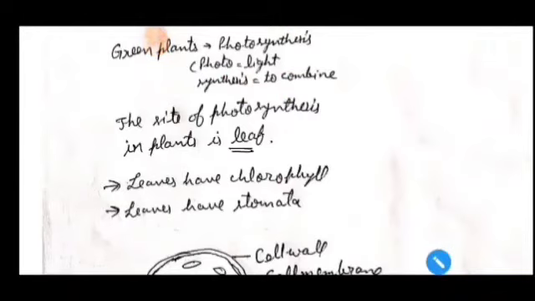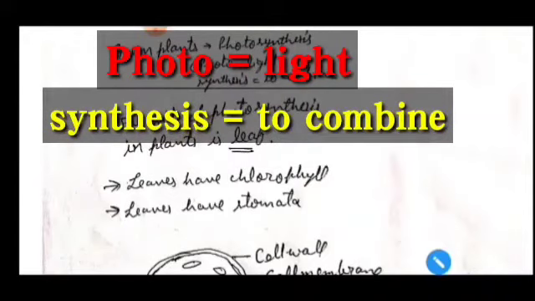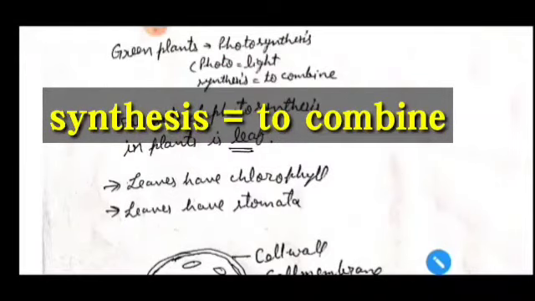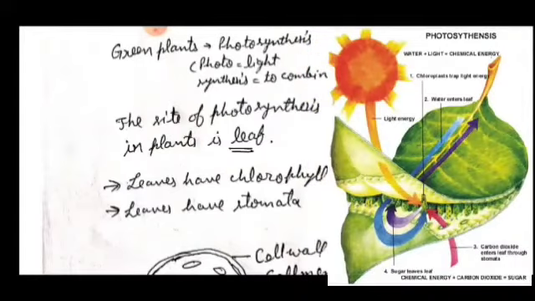Green plants prepare their food by the process of photosynthesis. It is called photosynthesis because photo means light and synthesis means to combine. This process takes place in the presence of sunlight. The site of photosynthesis is the leaf. In plants, the leaf is also called the kitchen of the plant.